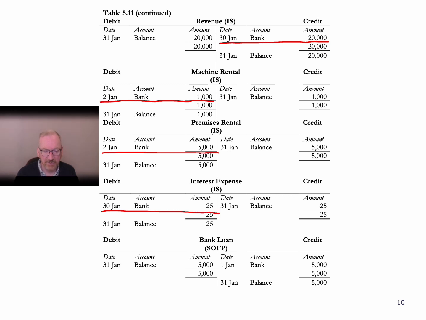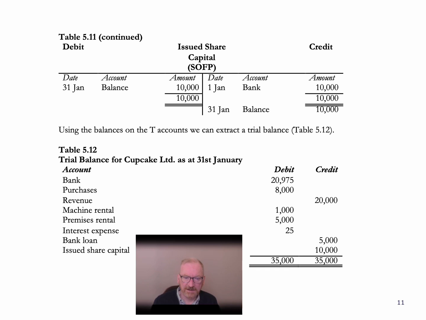And the bank loan that is over here. We had a debit to the bank account, so we have a credit to the bank loan account there. Okay, and I think there's one more T account, bank interest. Okay. Sorry, there's issued share capital. There we go.